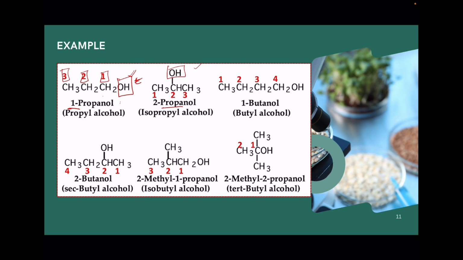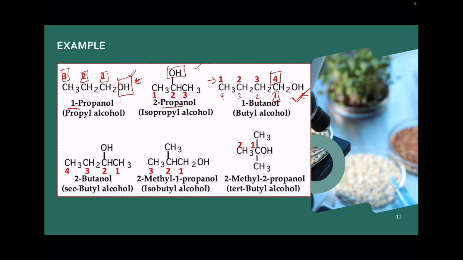However, if you can see here, is it the right way of numbering the compound? Because if we start from the left side, OH is attached at carbon number 4. However, if we start from the right side, OH is attached at carbon number 1. So that means we need to start from the right side. That's why we name it 1-butanol.